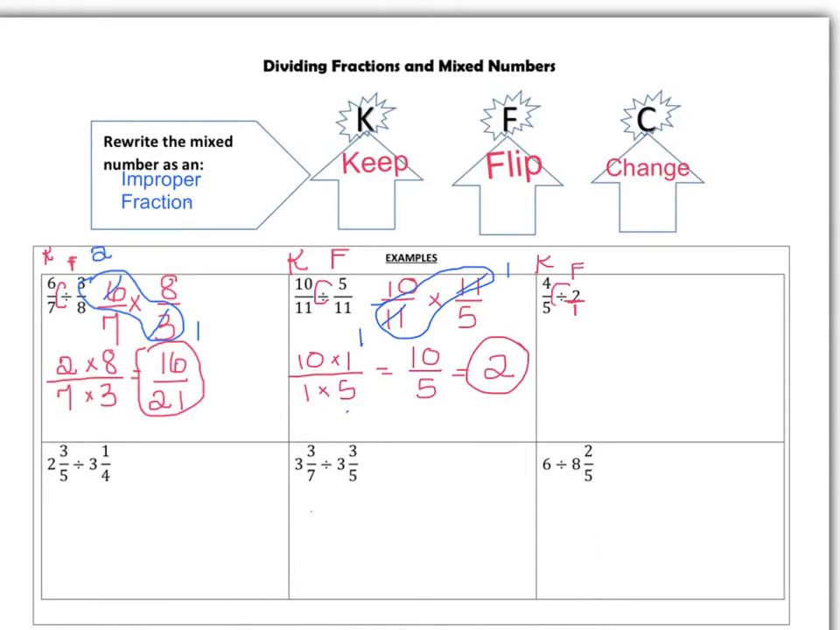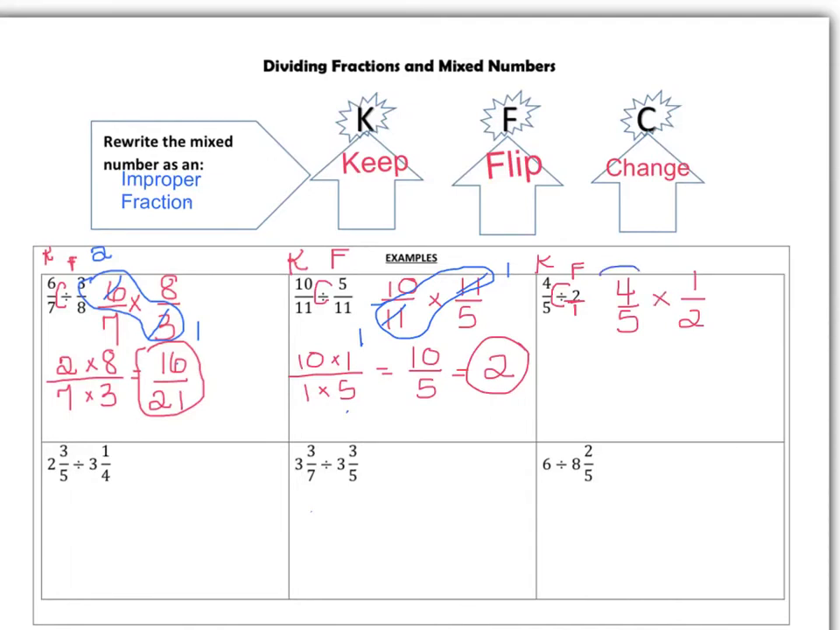Division is going to try to be all difficult. Take the second fraction, find the reciprocal. So keep the first, 4/5. Flip the second, 1/2. Change that division to multiplication.